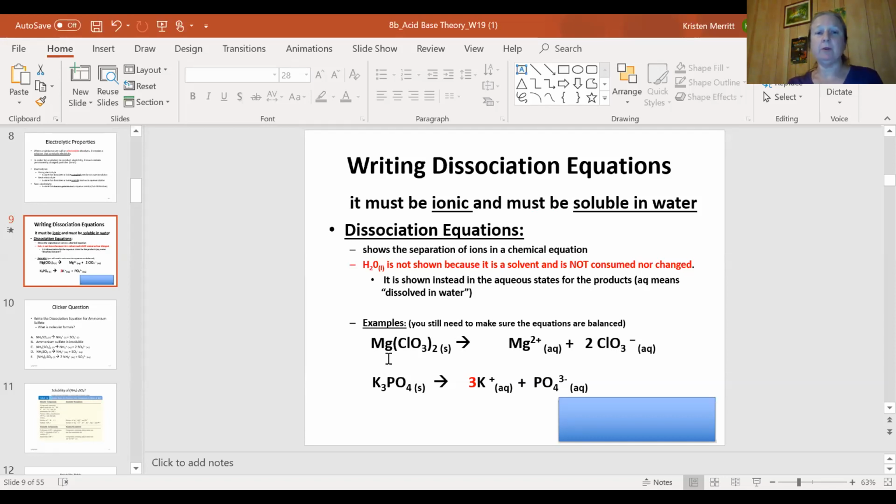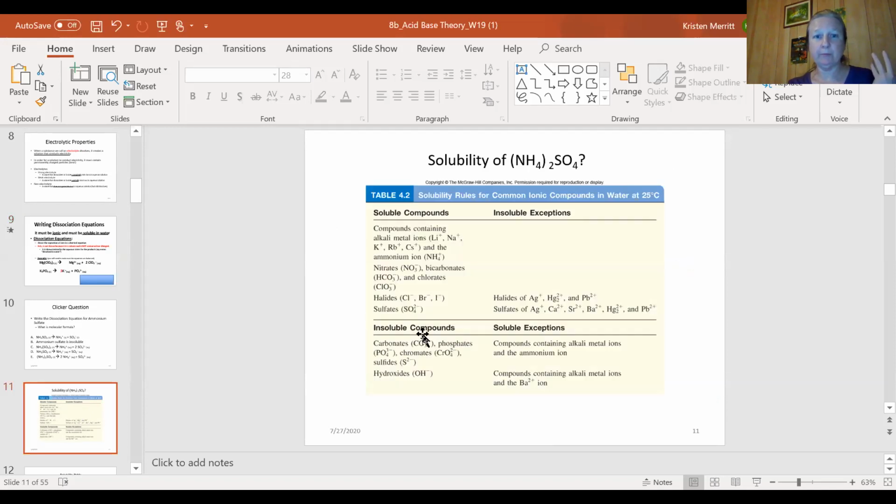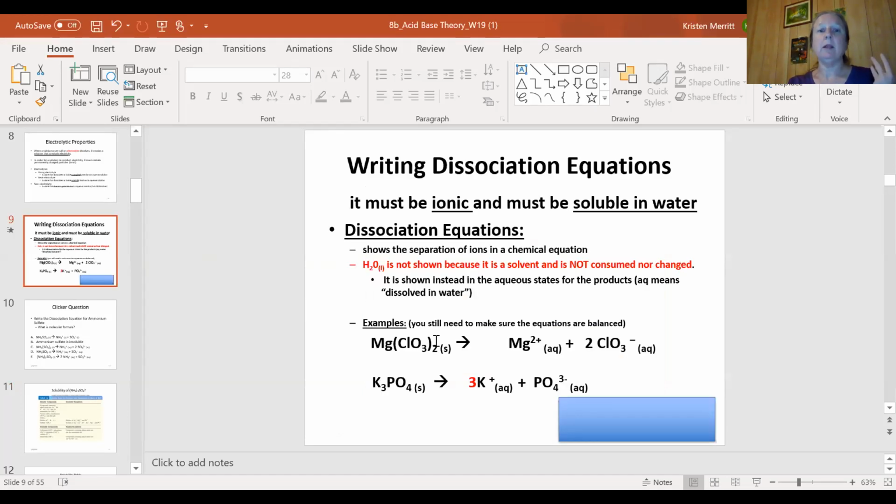So this is an ionic dissociation. I have an ionic compound. I'll go back and look, magnesium chlorate. Here's my rules. Right there, chlorates are soluble. We don't have any exceptions there. So therefore, if you put this in water, it will dissociate completely. So it dissociates into its magnesium ions. And here, remember what I said about polyatomics? This is the chlorate polyatomic. It just goes into the chlorate ion. It does not further dissociate into chlorine and oxygens. Okay, keep your polyatomic ions together as a unit.